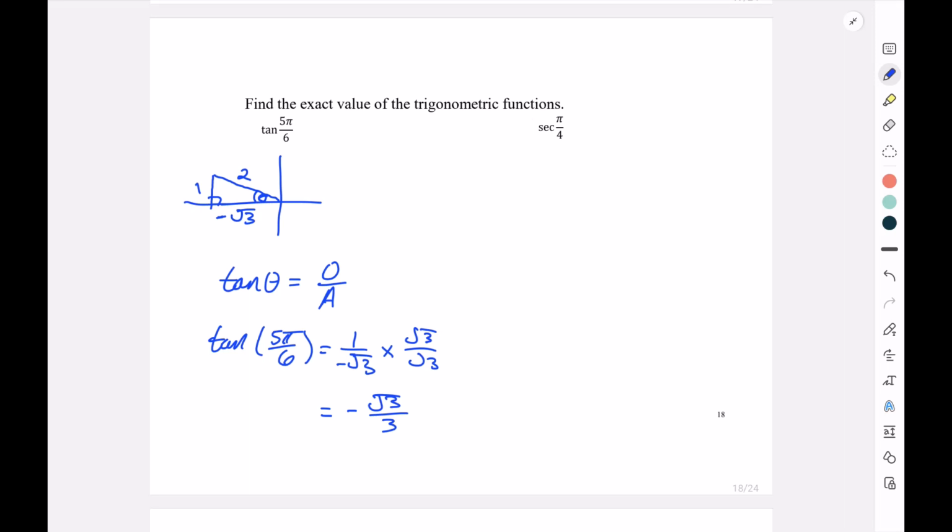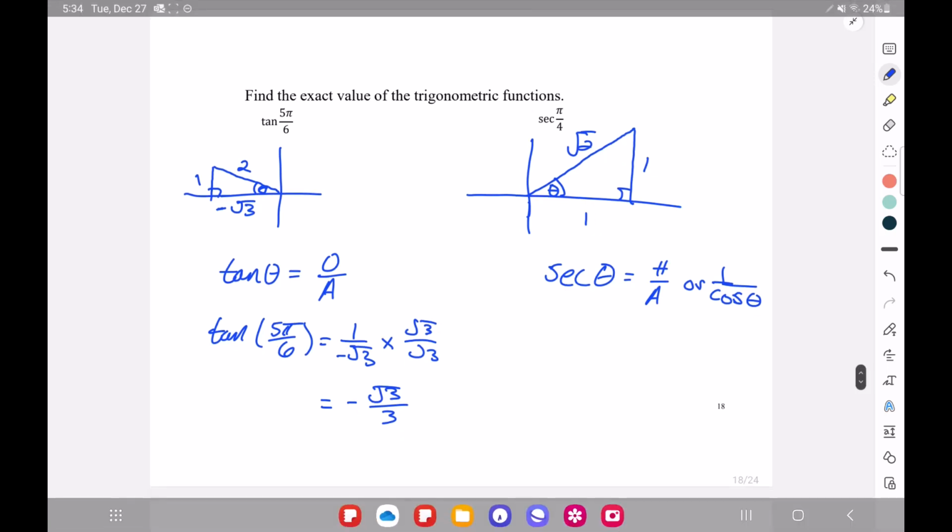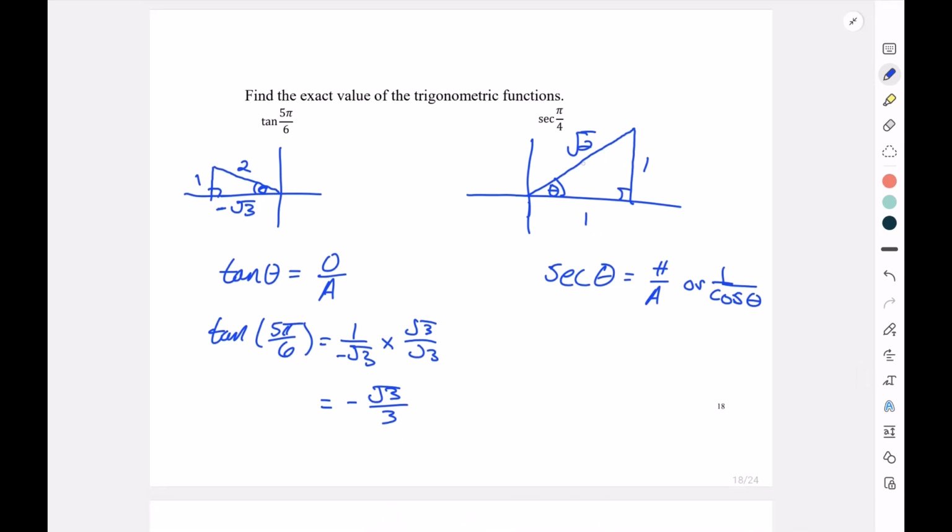So next we can look at secant, and we know that pi over 4 is 45 degrees, and so we will have a 45, 45, 90 triangle, and we know that it's going to be 1, 1, square root 2. And since we know that secant of theta is hypotenuse over adjacent, or 1 over cosine of theta, when we're doing the exact values, it works, because we look at our hypotenuse of square root 2 and our adjacent of 1. So we know that our answer is just going to equal square root 2.